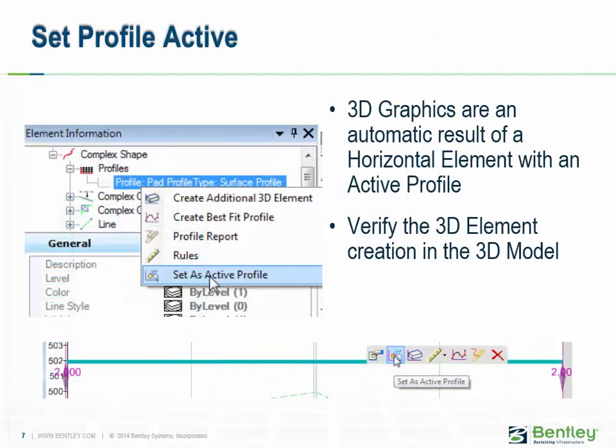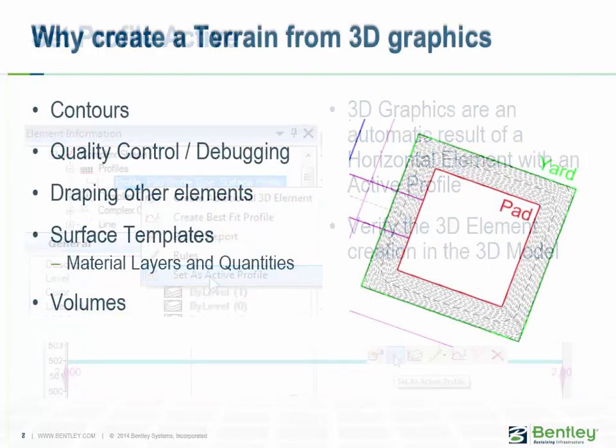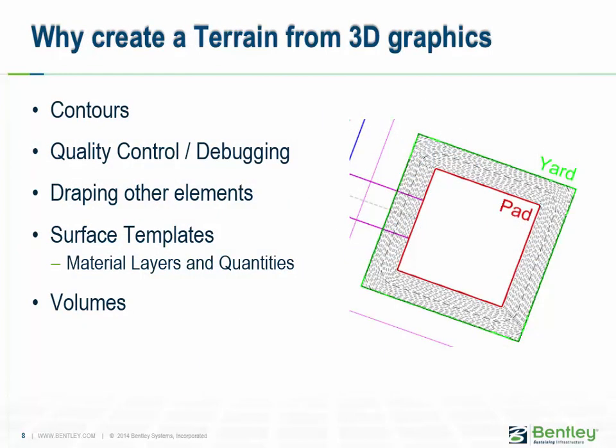In 3D modeling, there should be a profile element created for every horizontal element. Depending on the tool used, the vertical geometry may not be set active when it is created, so we should take the added step to set it active and check the feature name and feature definition. We must set the profile active, and we must verify the 3D element creation in the 3D model before continuing to apply linear templates or create a terrain. Terrains are not automatically created.